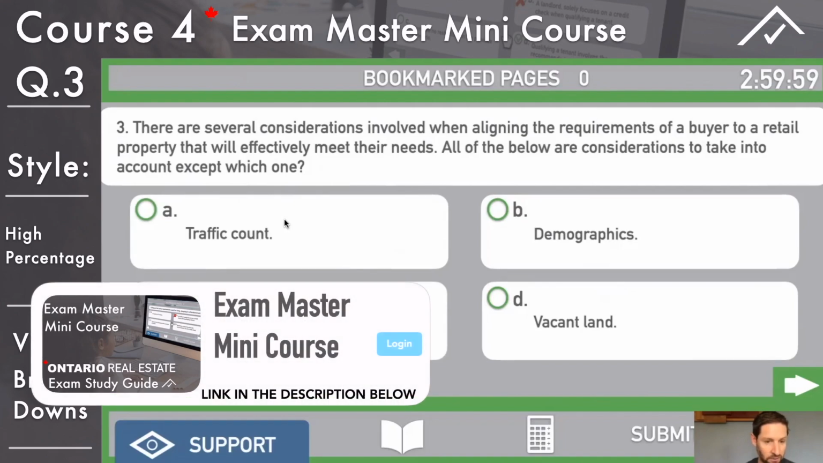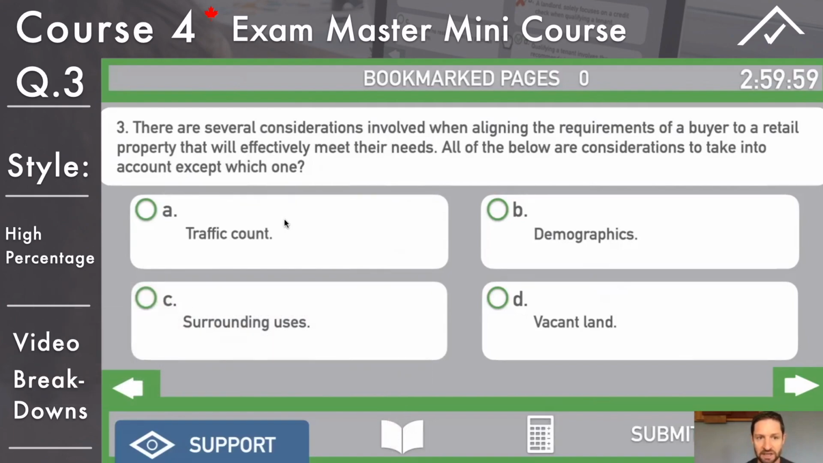Okay, traffic count. Yes, of course, this is a consideration. This is used to basically assess volumes of vehicles, pedestrian traffic, anything like that, along a particular roadway or intersection. Demographics, of course, information regarding population, income levels, right? This is huge for the surrounding area, as well as information regarding shopping behavior and characteristics. You need the demographics for sure. C, surrounding uses, sure, because that determines what sort of retail facilities, like there could be complementary businesses around a retail place. And then vacant land, right, except which one?